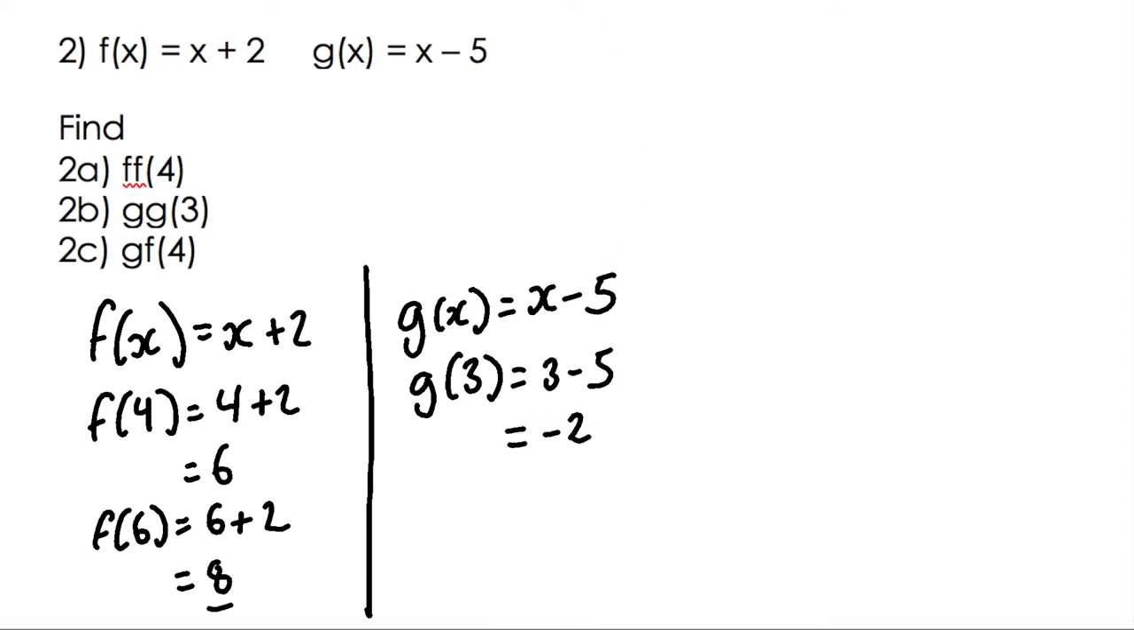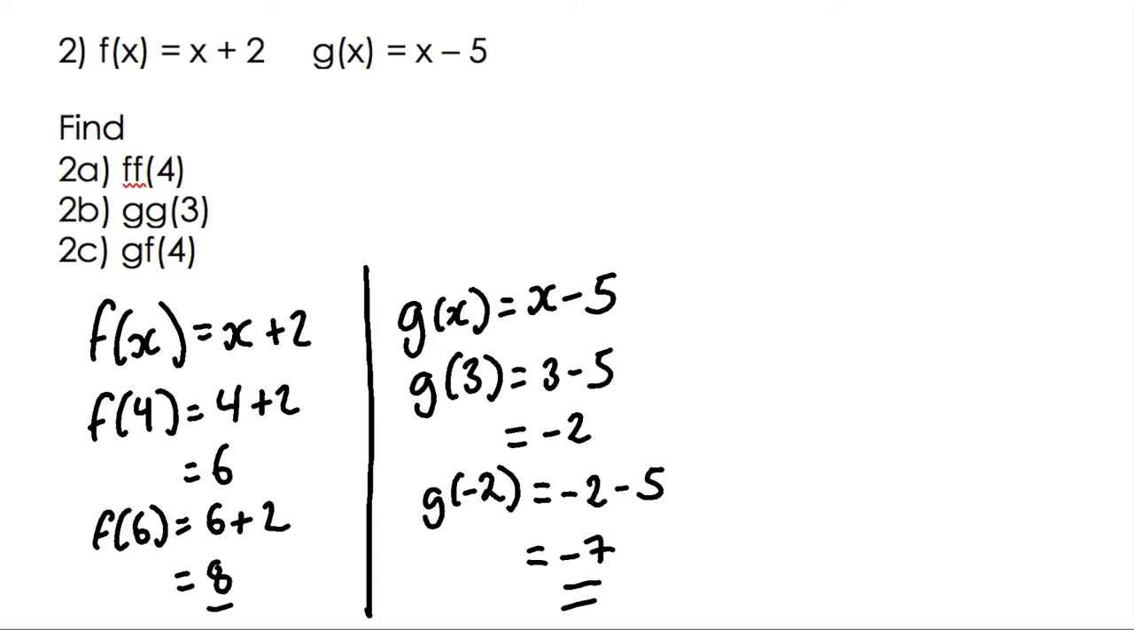So again, I'm going to substitute my previous answer, which is minus 2, back into the function g of x. So we should have g of minus 2 is equal to minus 2 minus 5. Minus 2 minus 5 is minus 7. And that's our answer for 2b.